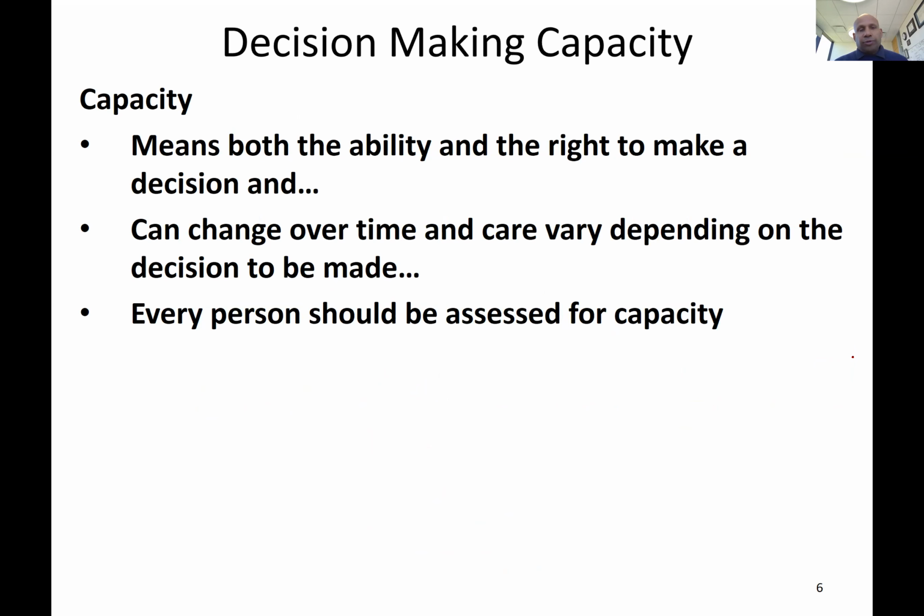When it comes down to it, what we're talking about is decision-making capacity and the ability of individuals to make decisions. Certainly the foundation of that is the notion of capacity. It means the ability and the right to make a decision. Certainly it can change over time, and can vary depending on the decision to be made.